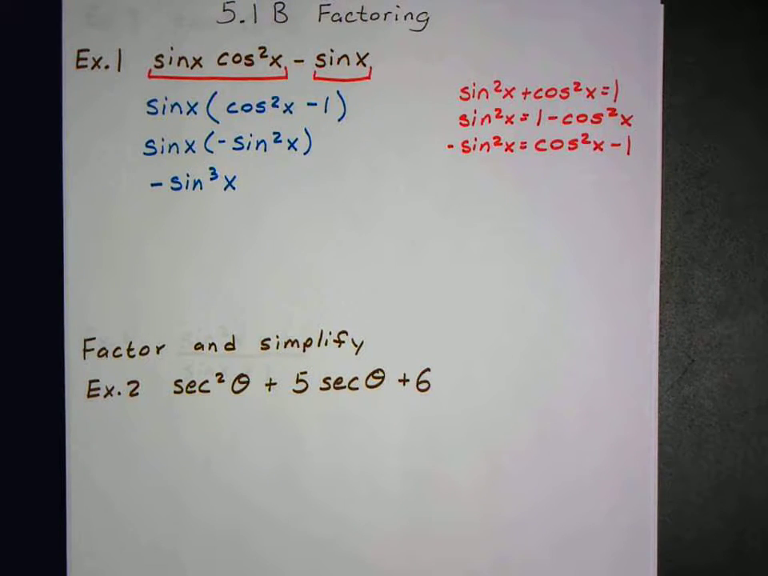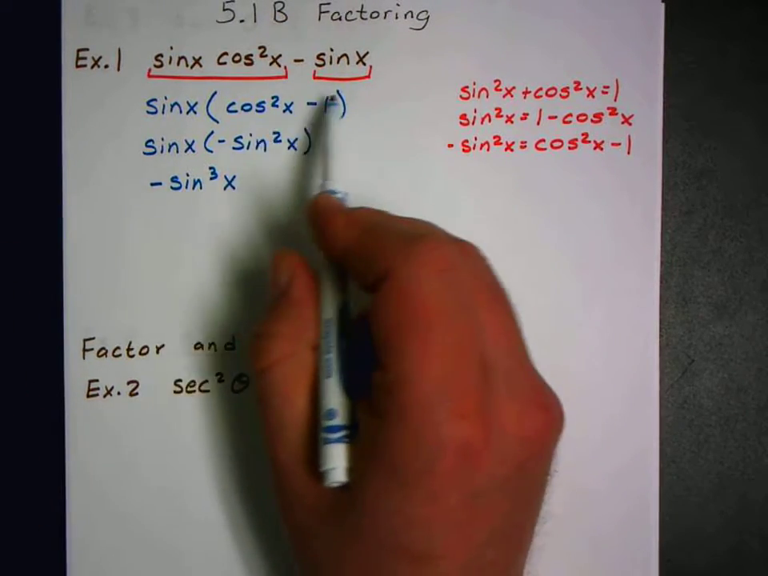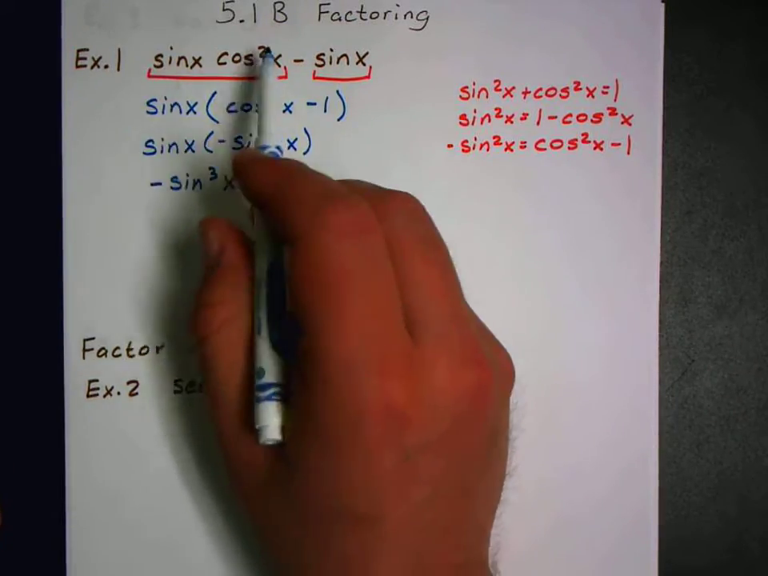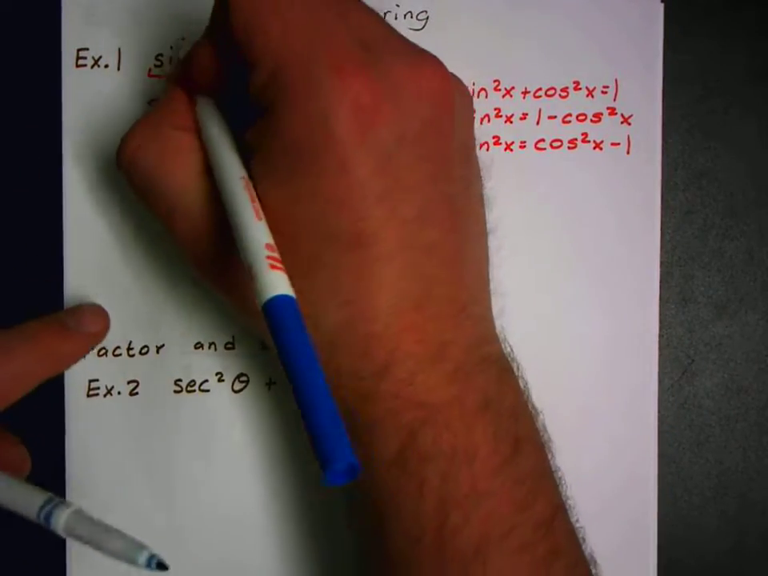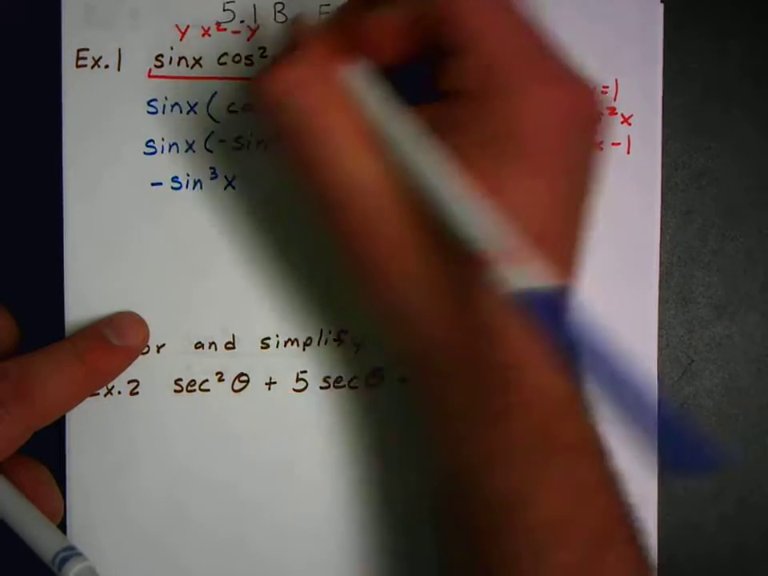So really, when we're doing the algebra with these functions, we're just treating them like variables. And then we're doing all of our algebra with them just like they were normal variables. So I could really do this entire problem except for the trig identity. Besides that, I could do this entire problem like it looked like this: y x squared minus y.